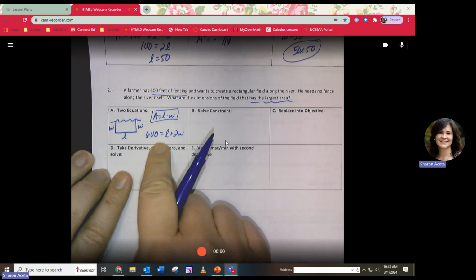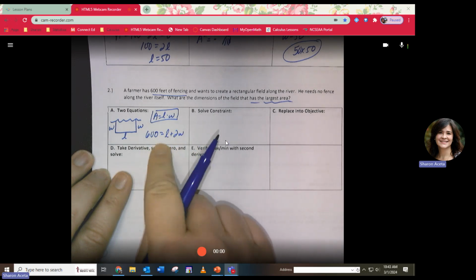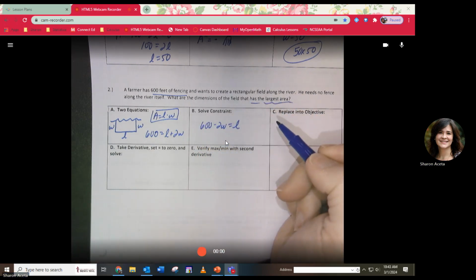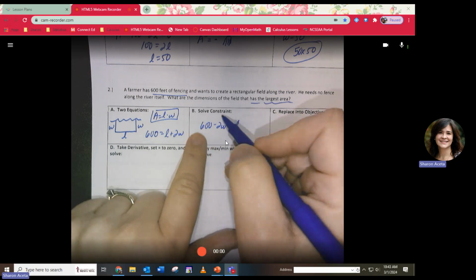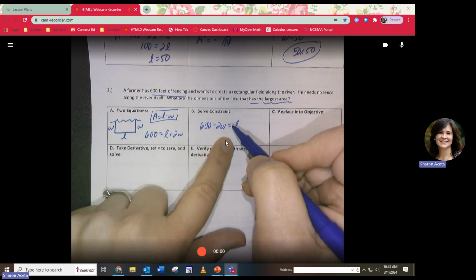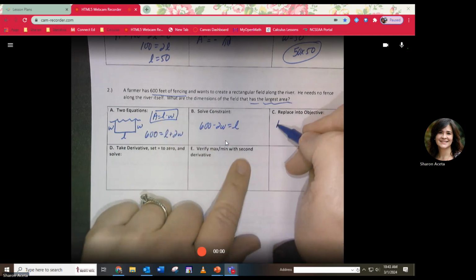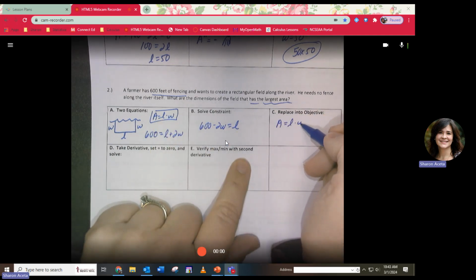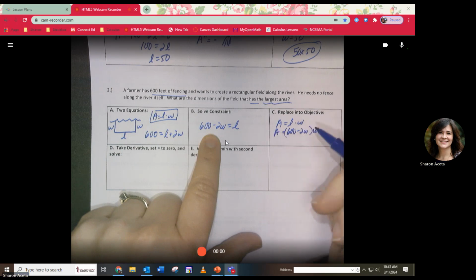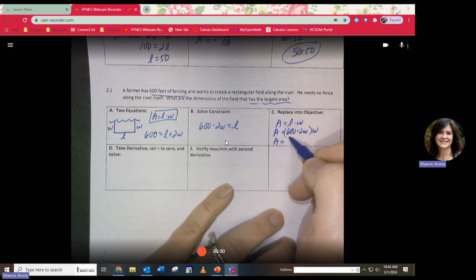Now solve this for a constraint. You could solve for W again. I'm just going to solve for L because it's easier. So you'd have 600 minus 2W equals L. And then remember what I did before. I took this expression and I plugged it into the objective function, everywhere I saw an L there. So area equals length times width. Instead of L, area equals 600 minus 2W times W. So that would be 600W minus 2W squared.